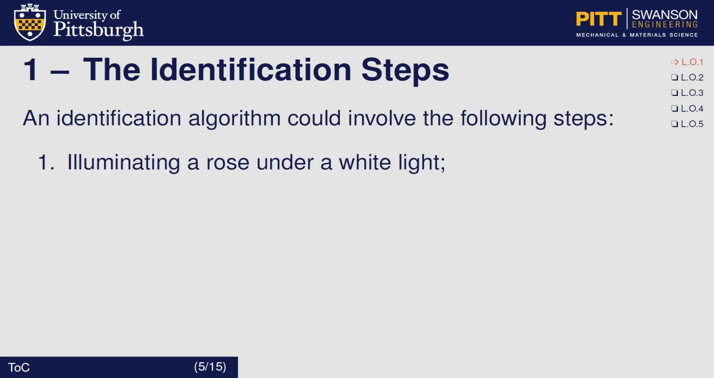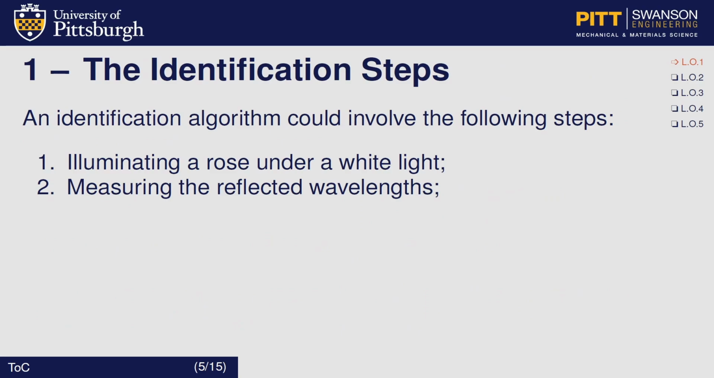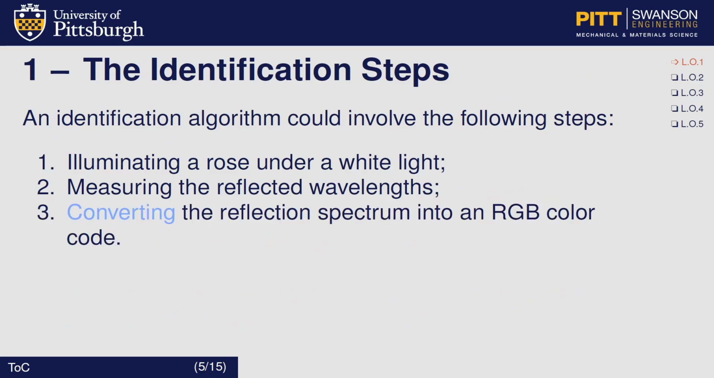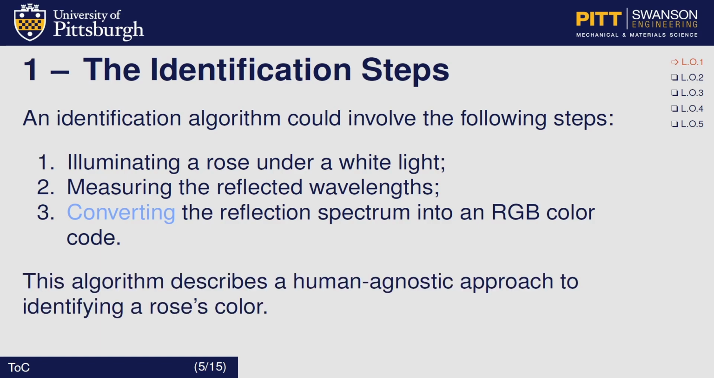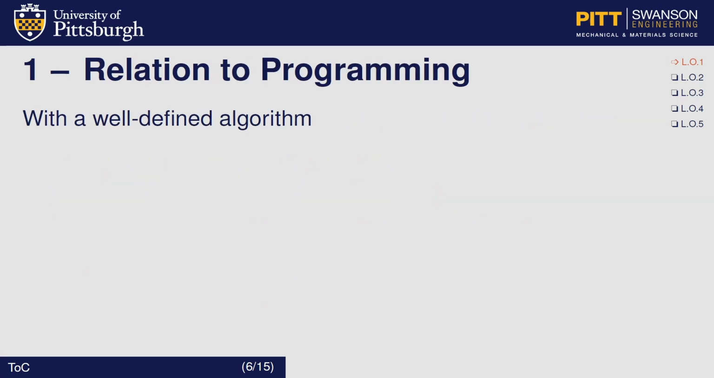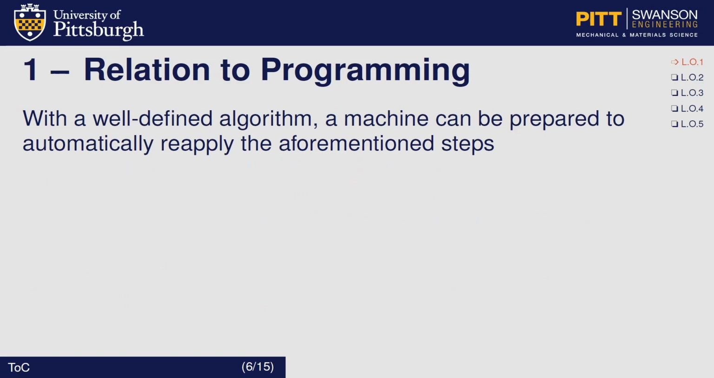First, illuminate a rose under a white light. Then a sensor could measure the intensities of the reflected wavelengths, and then finally convert the reflection spectrum into an RGB color code. If you are interested in how this works, the hyperlink on this page directs you to a relevant resource. These steps describe a human-agnostic approach to identifying a rose's color. With a well-defined algorithm, a machine can be designed that automatically applies these steps, which can be used in sorting a large pile of roses.